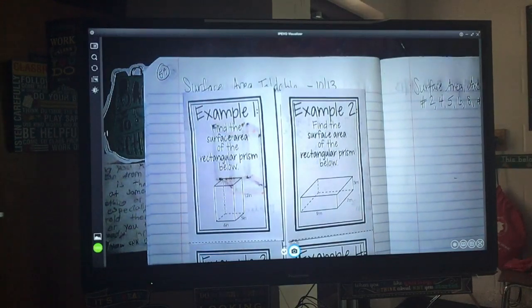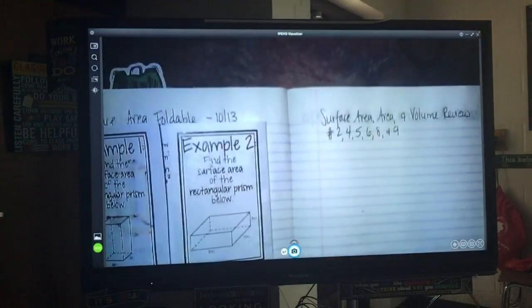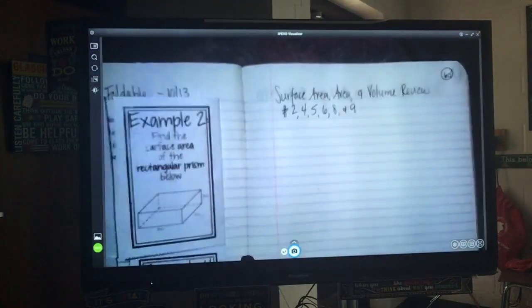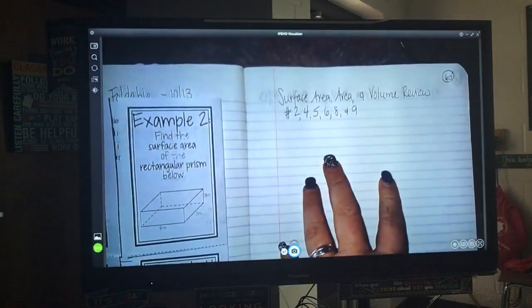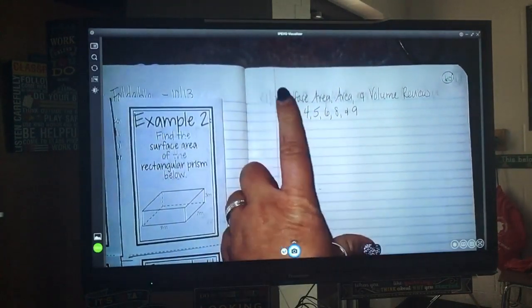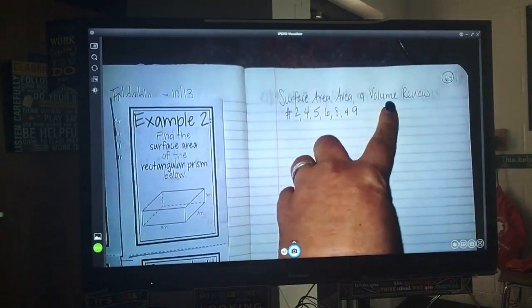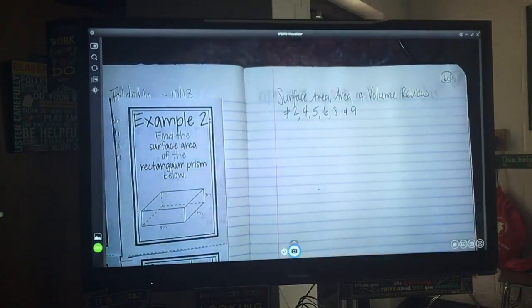All right, so for the rest of today, I'm going to show you where to go, but you have 6 problems you're going to be practicing. It's going to have to do with surface area and volume. Do not forget, we still need to remember area, we still need to remember volume.